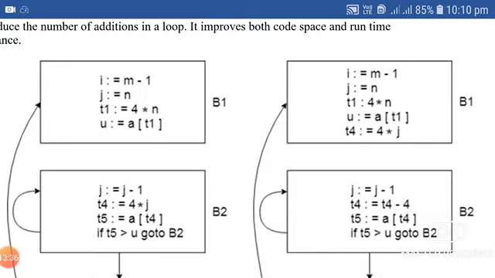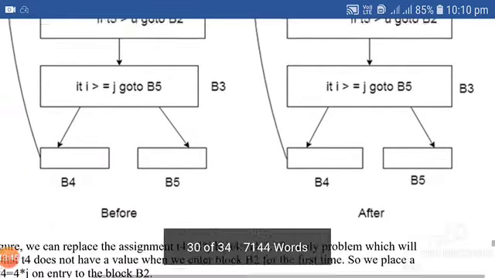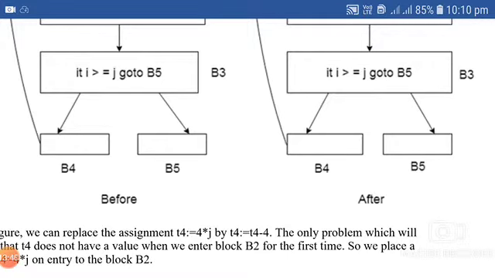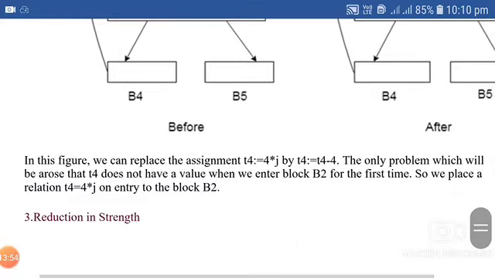Here we have different blocks B1, B2: two B1 blocks and two B2 blocks, and we also have three B3 blocks, two B4 blocks and two B5 blocks, with before and after situations for everything. In this figure, we can replace the assignment T4 = 4*j by T4 = T4 - 4. The only problem that arises is that T4 does not have a value when we enter block B2 for the first time. So we place a relation T4 = 4*j on entry to block B2.